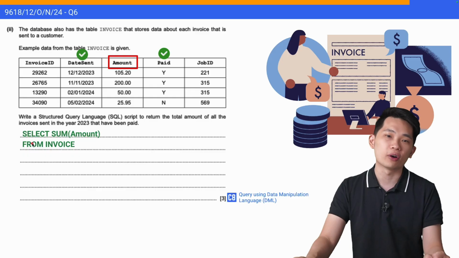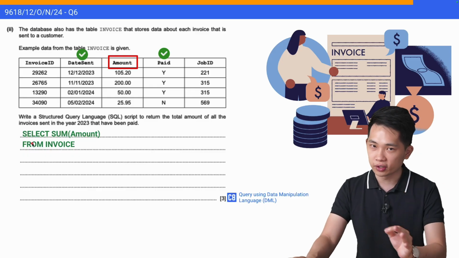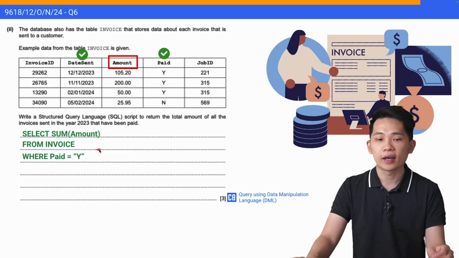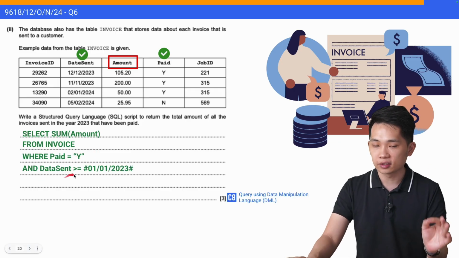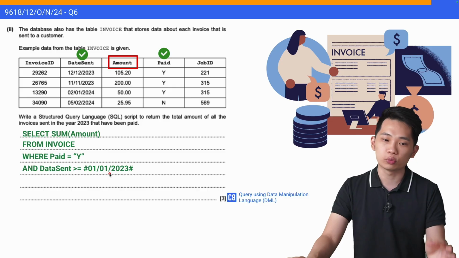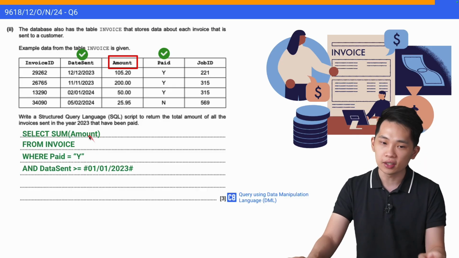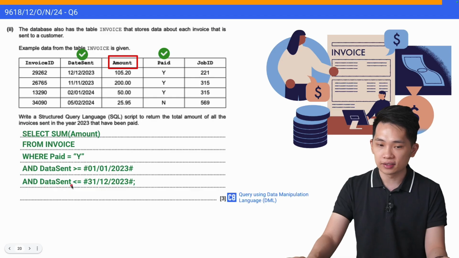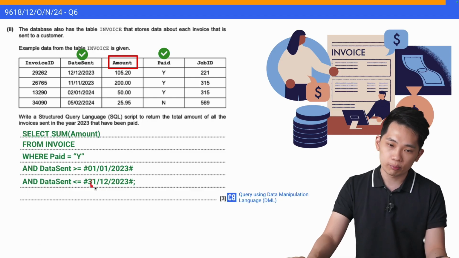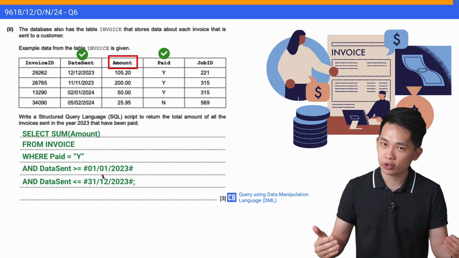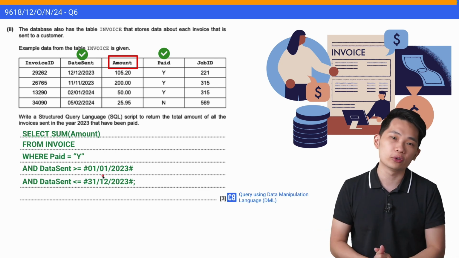Quite straightforward so far. Then we'll just add the condition in where paid is equal to Y here, meaning that this has been paid here. And then date sent is more than or equal to 1st of January 2023 here, since we want to have all the invoices in year 2023 here. And finally, and date sent is less than or equal to 31st of December 2023 here. As long as you know how to break down the SQL question, it's actually relatively straightforward to answer this type of question.